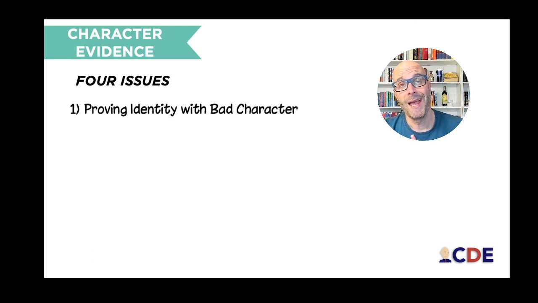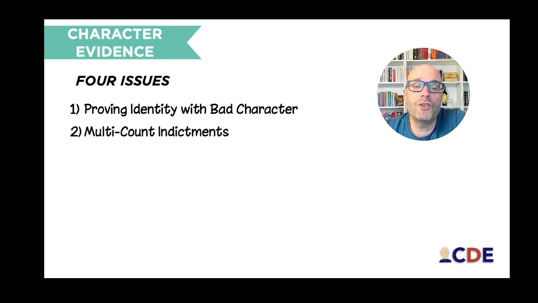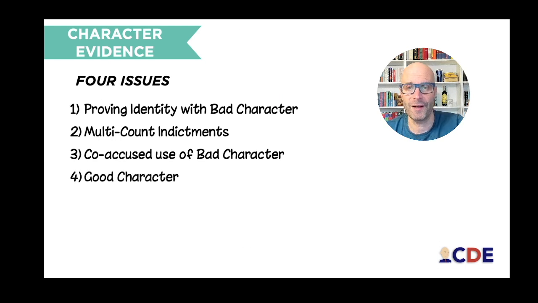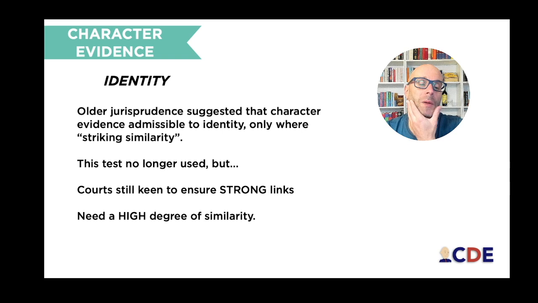First, I want to talk about how you prove identity. That's essentially a special problem that arises when you need to prove one particular issue, that the accused was the person who did this particular crime. Two, I want to look very briefly at multi-count indictments so you can see how similar fact evidence is traditionally adduced. Third, I want to look at the co-accused and the rules governing what happens when you have two accused in a trial. And fourth, I want to look at good character evidence. What if bad character evidence can prove something bad? Can good character evidence prove something good? We'll see.